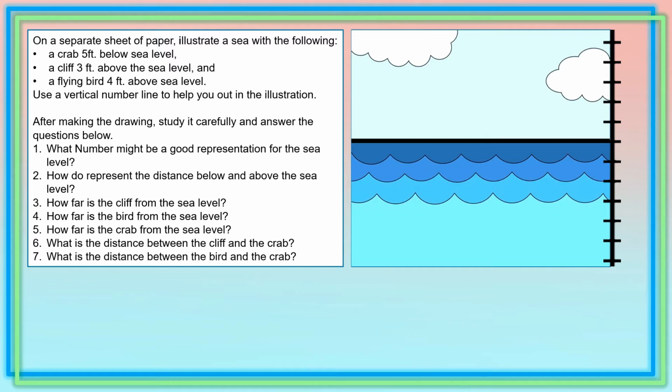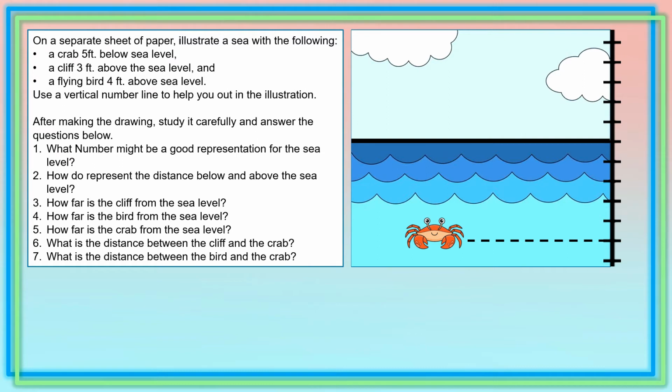So, pag sinabing 5 feet below, ano ba ito? Pataas or pababa? Correct! Pababa. So, bibilang tayo ng 5 pababa. So, hanapin natin ang 5. Pababa ng sea level. We have 1, 2, 3, 4, and 5. So, siya ang 5. Dito natin i-drawing ang ating crab.